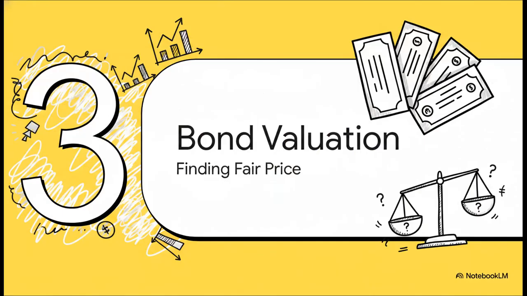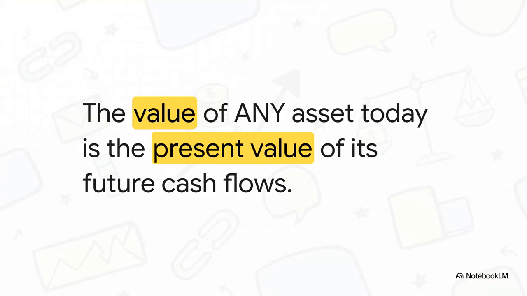Which brings us to section 3, bond valuation, and figuring out how to actually find the fair price. Okay, so the multi-million-dollar question is figuring out what any of these bonds are actually worth out there on the open market. How do we find the fair price? Listen, if you take away just one fundamental rule of finance from this entire explainer, please let it be this. The value of any asset today is exactly equal to the present value of its future cash flows. That's really it. I don't care if it's real estate, a share of stock, or a bond. A bond's intrinsic fair value is simply its future coupons plus its final redemption value, discounted back to today's dollars.